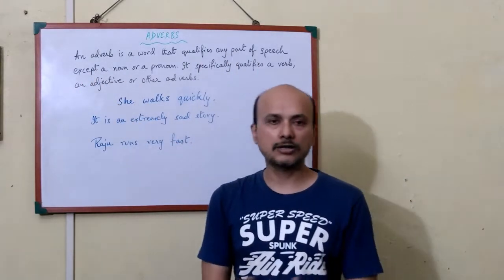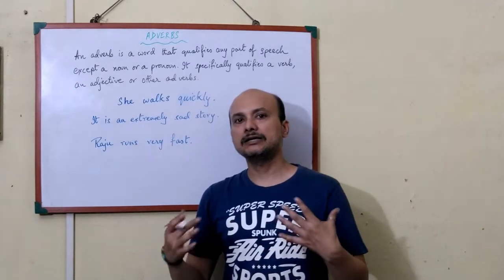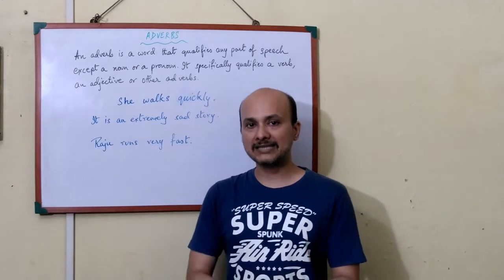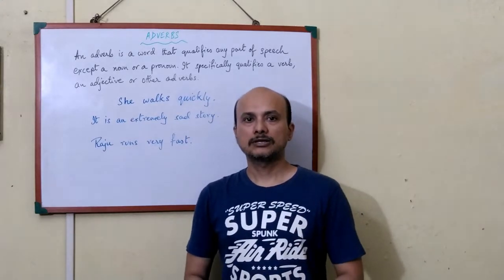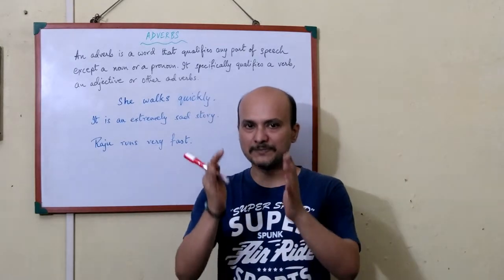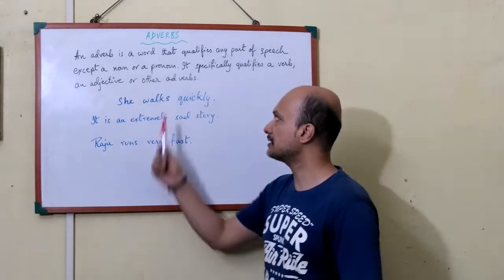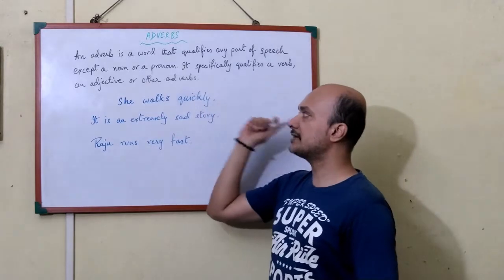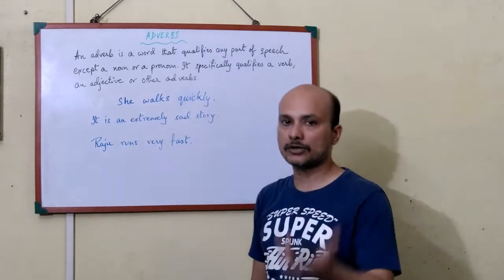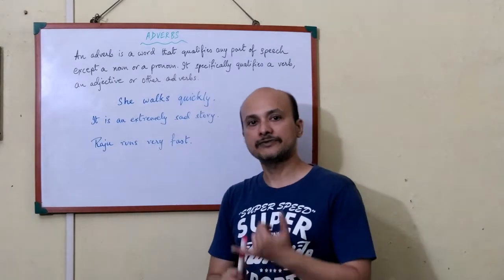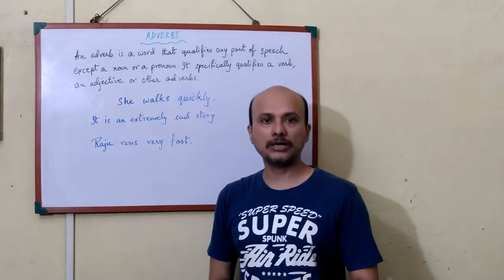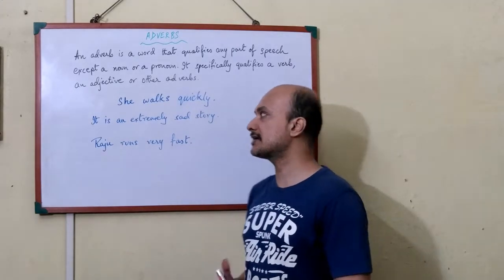This is a kind of a broader definition, that it qualifies all the parts of speech that you have except a noun and pronoun. But if we narrow it a bit, specifically, then it becomes like this. It specially qualifies a verb, adjective and other adverbs. This is the most important function. It qualifies verbs, adjectives and other adverbs. Let's see the sentences and you will understand.